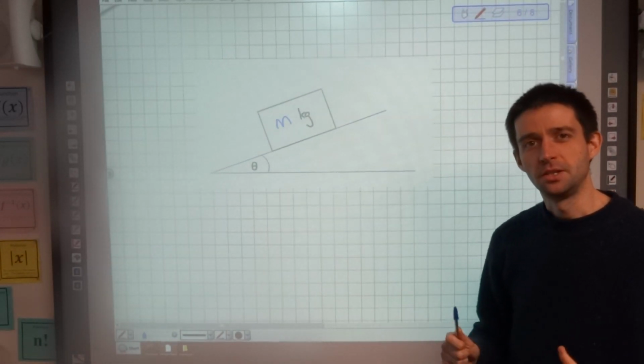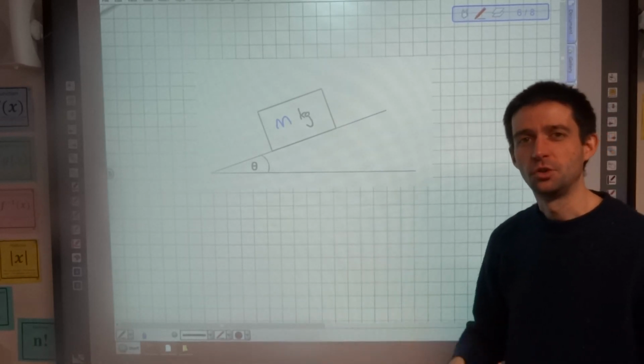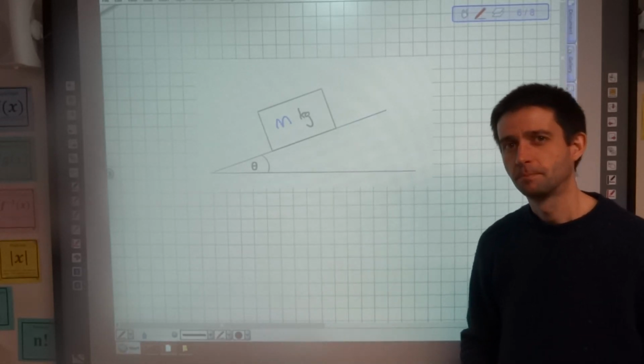This is the first video in the lesson on inclined planes, and I'm just going to be introducing the concept and talking about the forces that act on a system such as this.